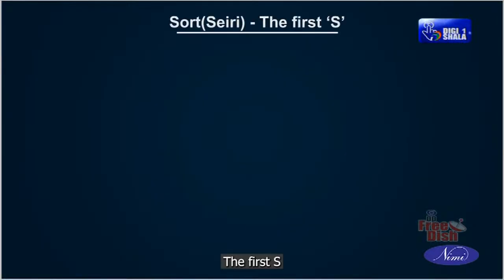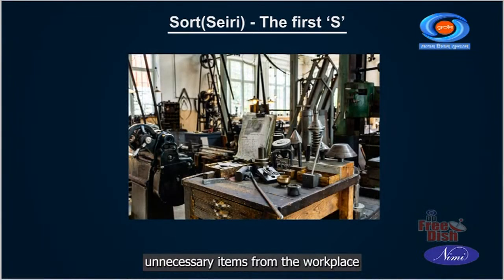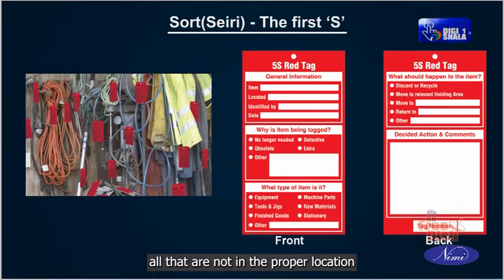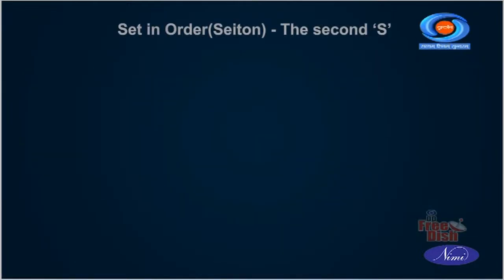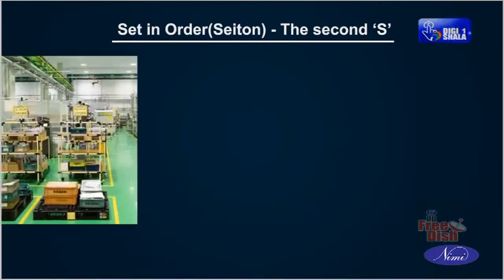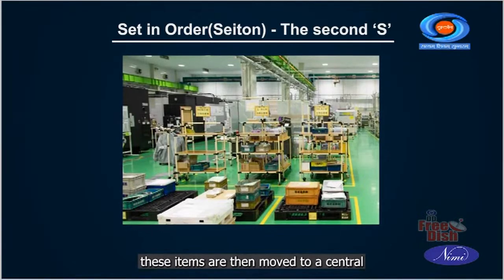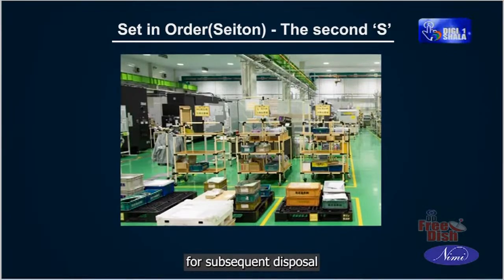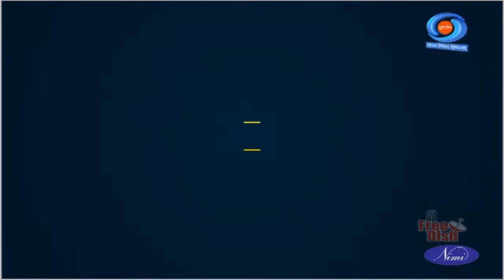Sort. The first S focuses on eliminating unnecessary items from the workplace that are not needed or that are not in the proper location or quantity. Set in order. The second S, once the red tag items are identified, these items are then moved to a central holding area for subsequent disposal, recycling, or reassignment.